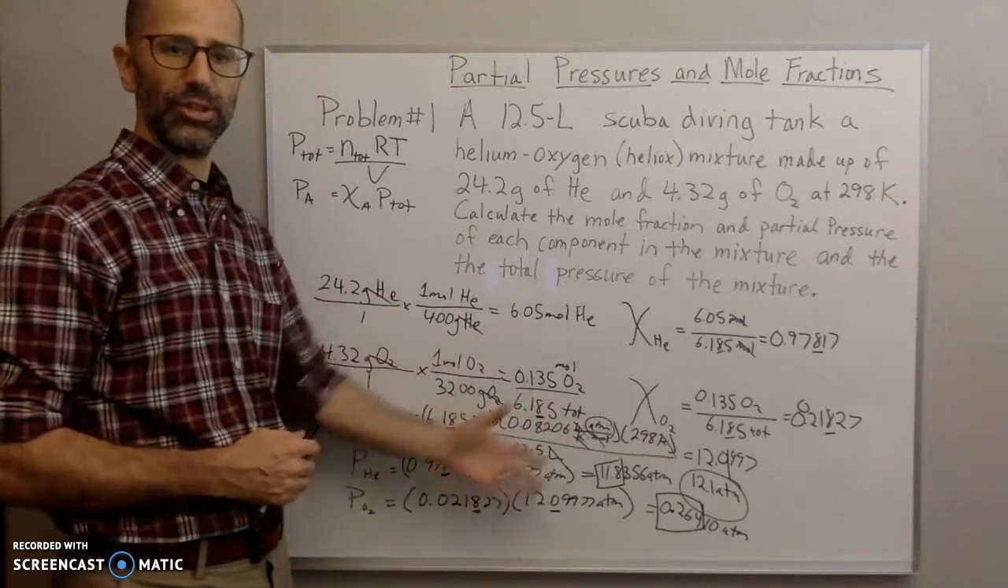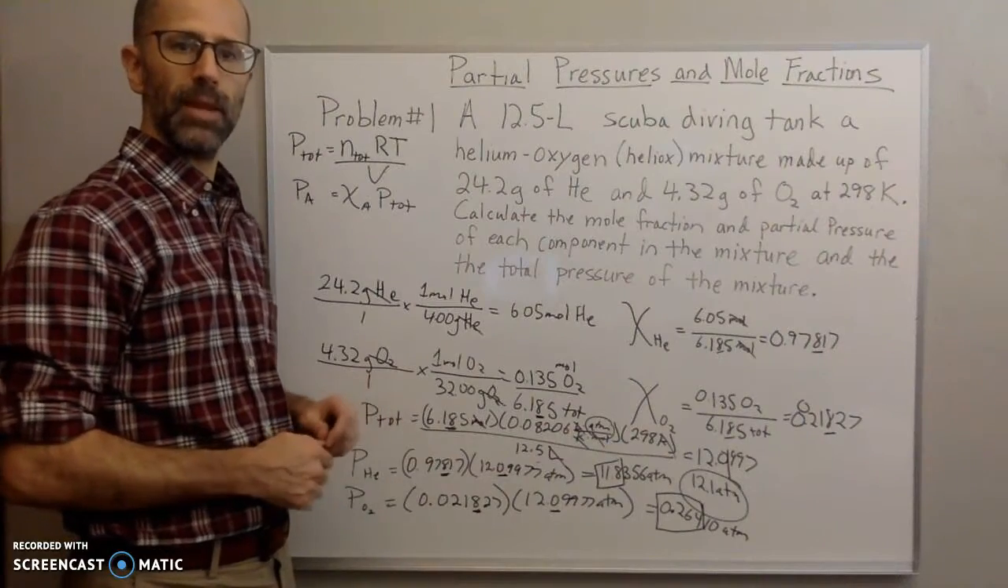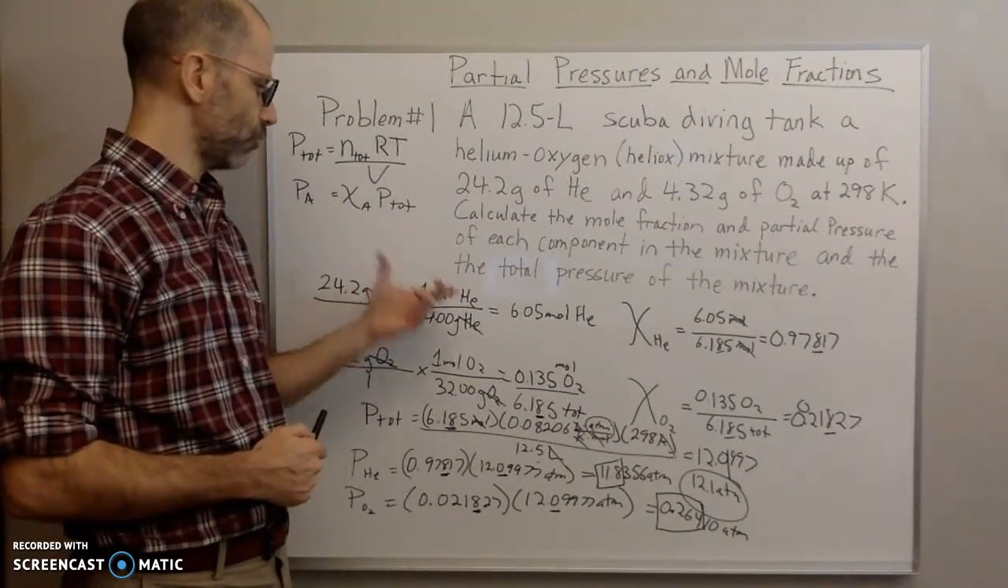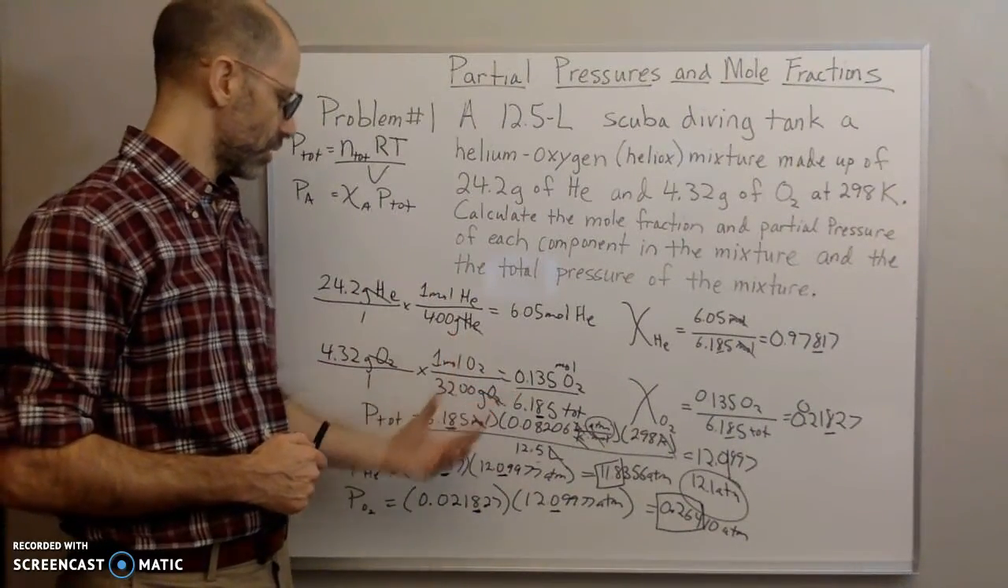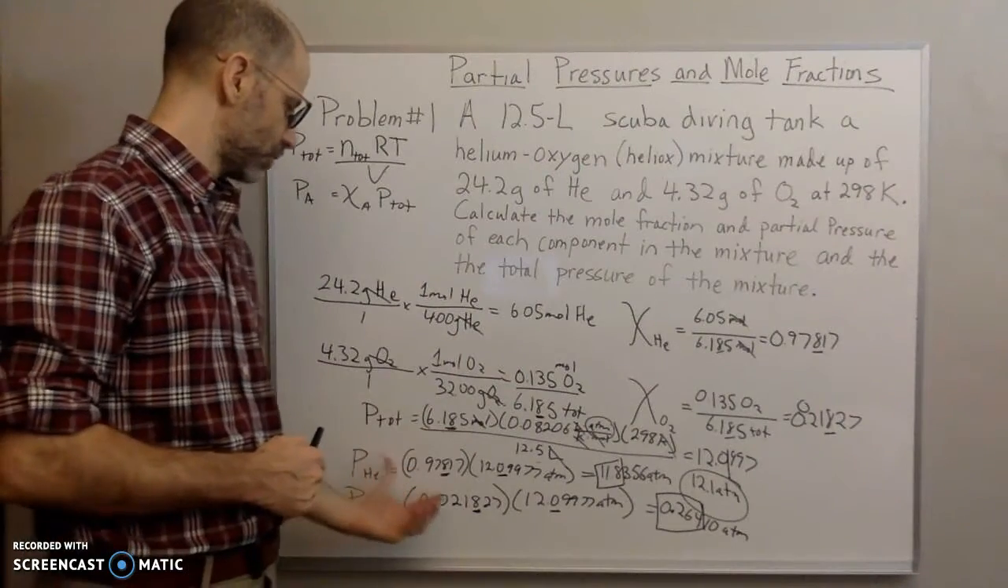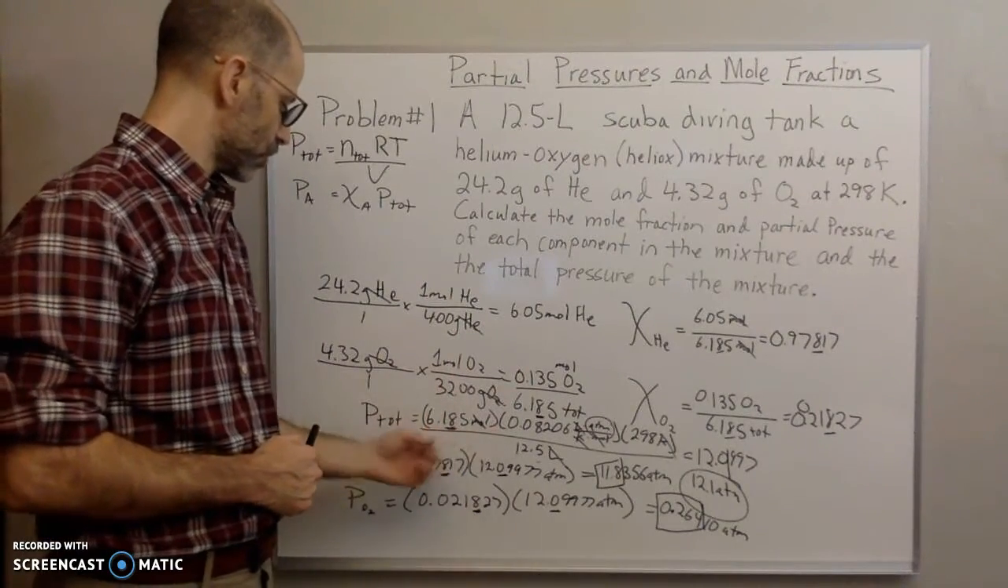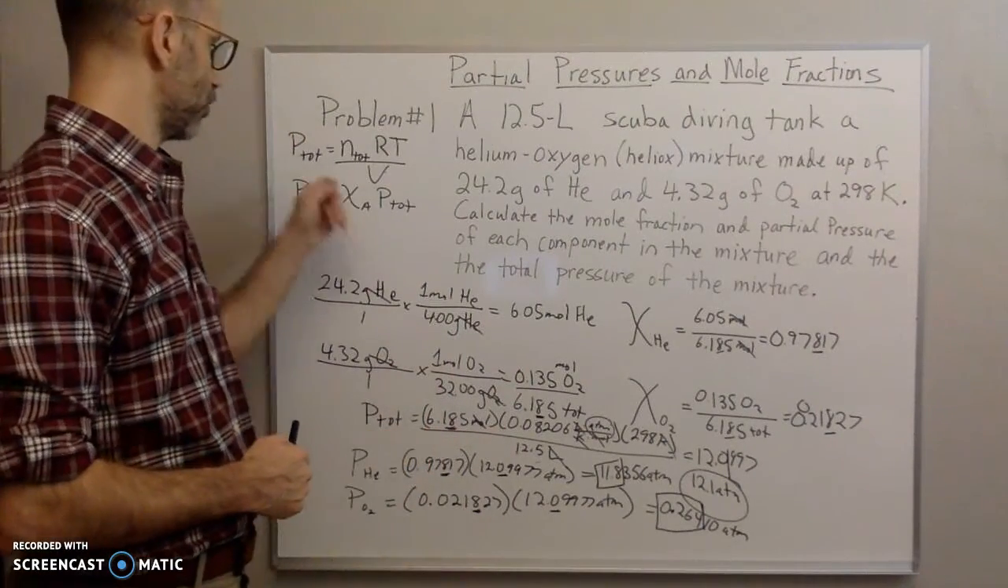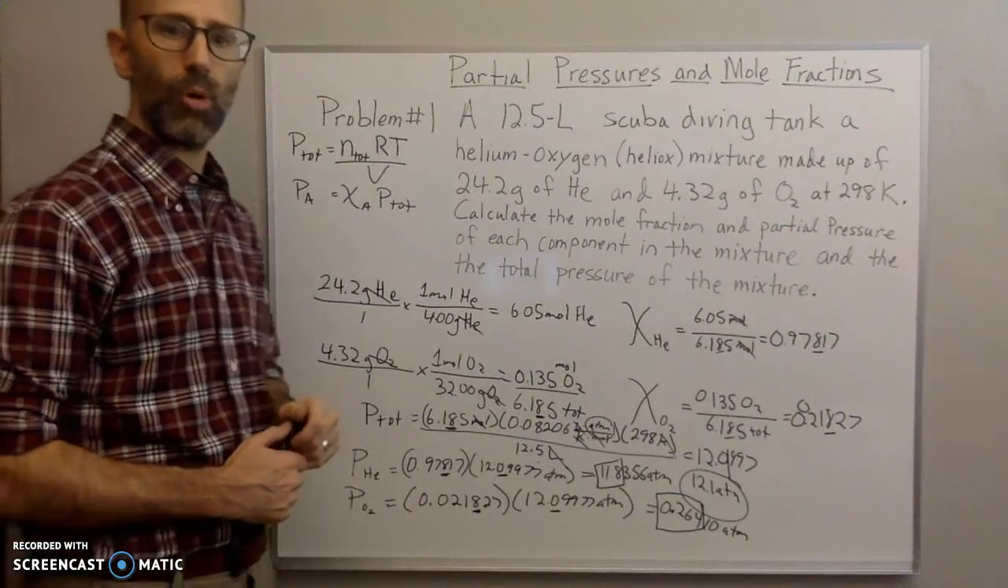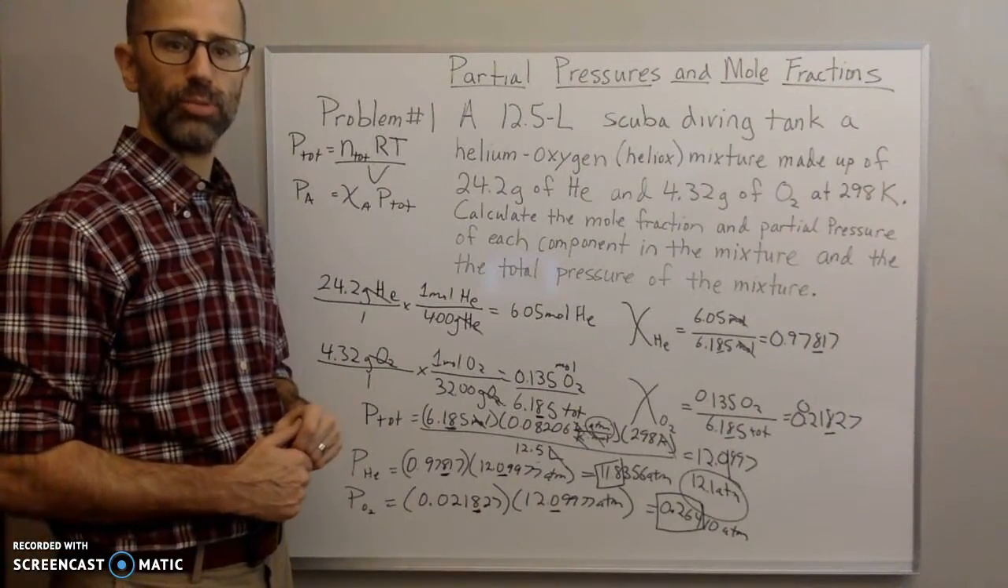This one is actually a little quicker because you use the one equation, the ideal gas law, to solve for the total pressure, and then you can use the mole fraction to solve for the partial pressures.